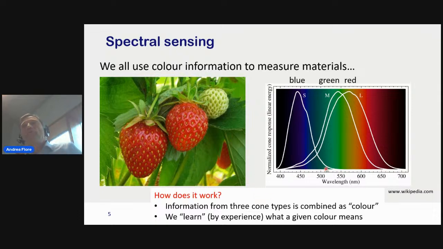Now, of course, the information from these cells is communicated to the brain and is combined together as what we call color. And what is interesting is that we actually build this throughout our life experience, by experimenting, by seeing, by tasting a red strawberry, we know that it's sweet, and tasting a green one, we know that it's not sweet. And so this is a kind of learning. And please keep this in mind because this will come back in my talk.